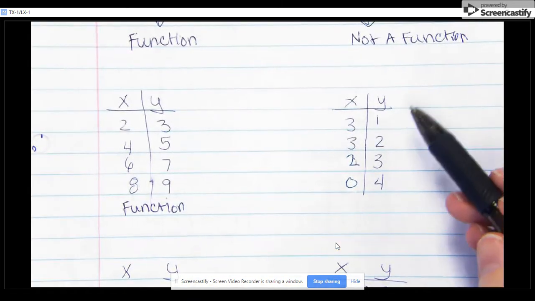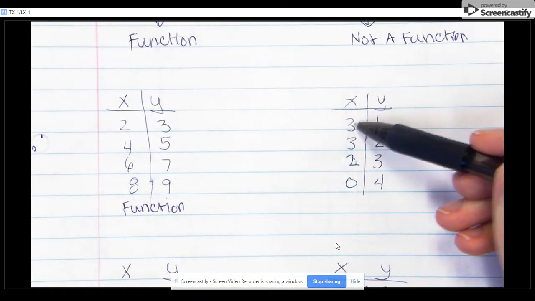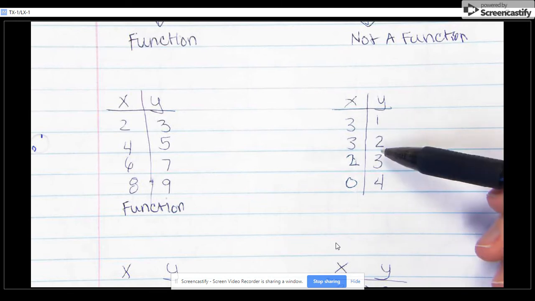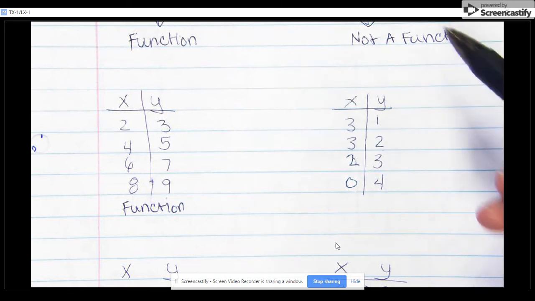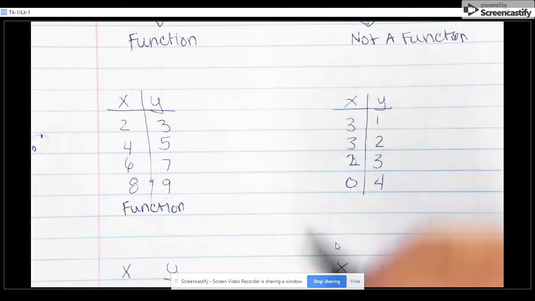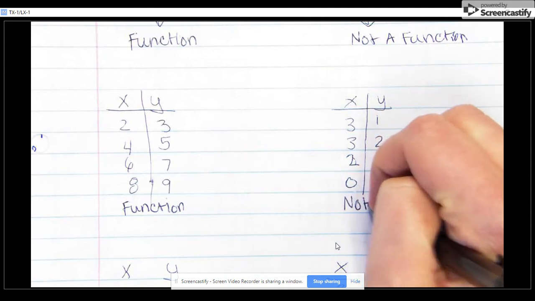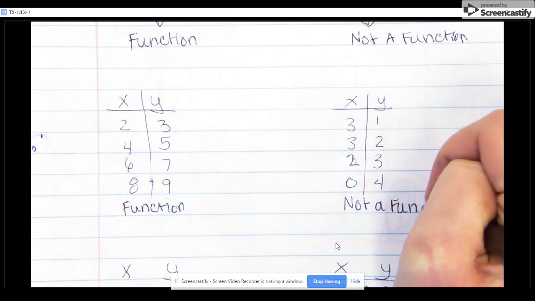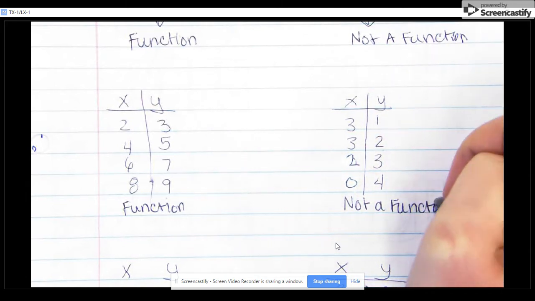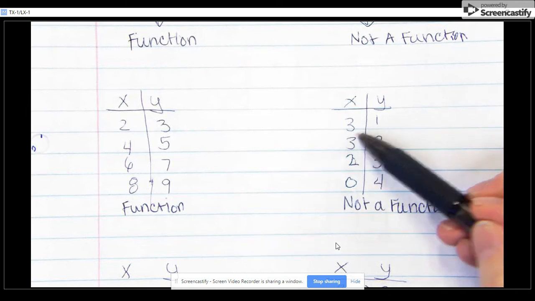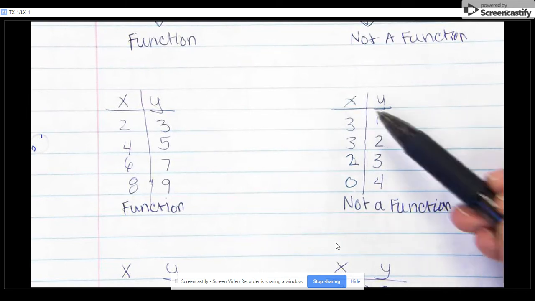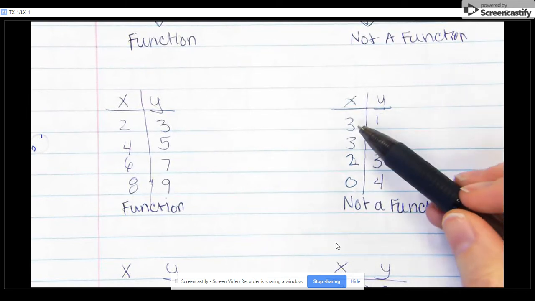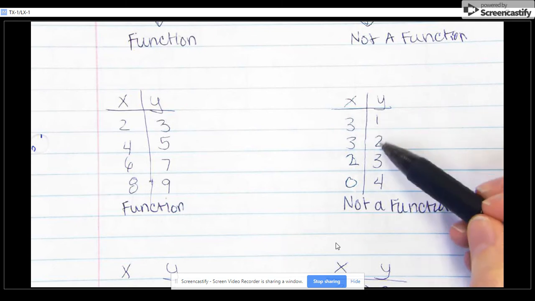Now let's take a look at this one. I have the points 3, 1 and 3, 2. Uh-oh, that should be a sign right there to say that this is not a function, because my x value 3 goes to 2 different y values. It goes not only to 1, but also to 2.